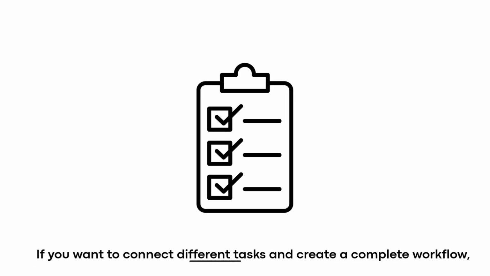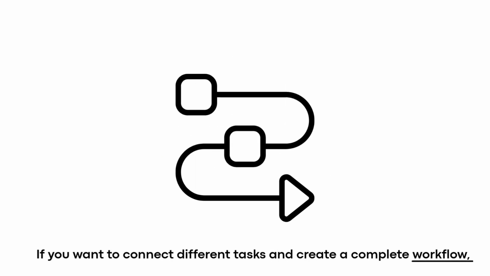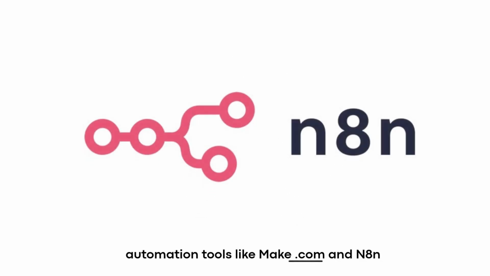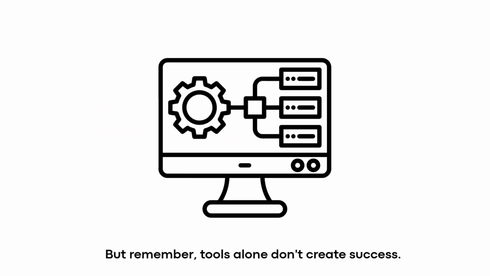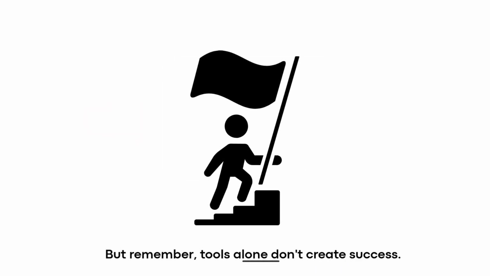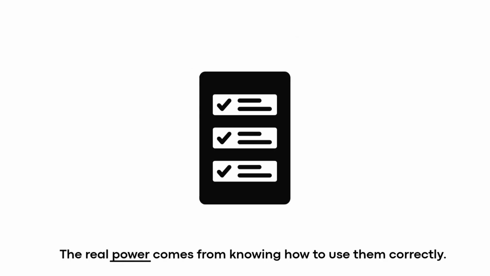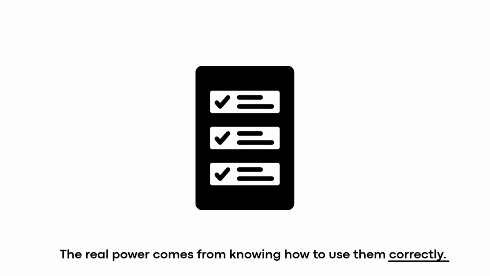If you want to connect different tasks and create a complete workflow, automation tools like Make.com and n8n can help you build smarter systems. But remember, tools alone don't create success. The real power comes from knowing how to use them correctly.